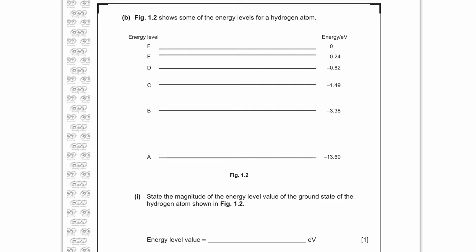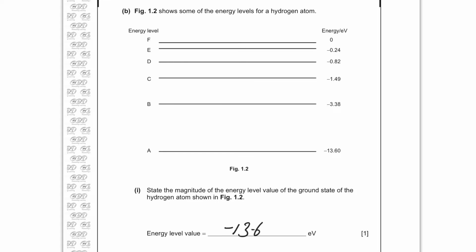So this is just, do you recognise which one of these is the ground state? And it's the 13.6, the lowest energy. So we just fill that in as minus 13.6 eV.